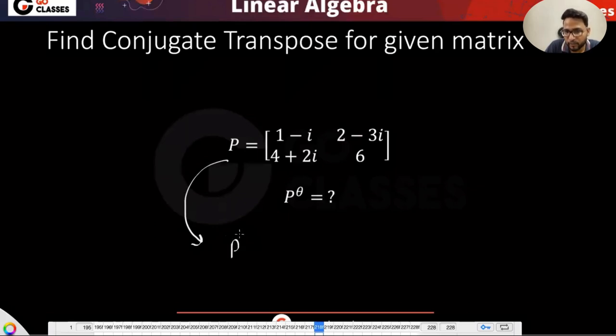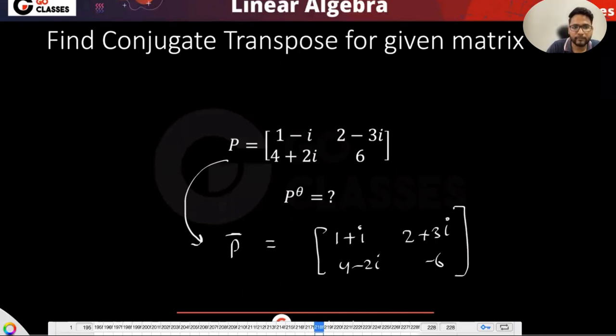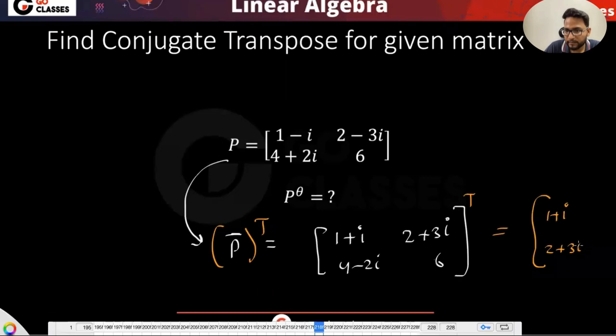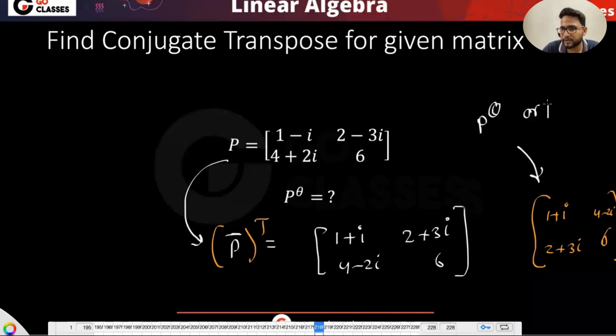Let me find P conjugate first. It is 1 plus i, 2 plus 3i, 4 minus 2i, minus 6. Is this correct? No. Why? Because for real numbers, you do not have a minus symbol. So it is 6 only. Now you take the transpose of this. Then this will be 1 plus i, 2 plus 3i, 4 minus 2i, and 6. And this is called conjugate transpose, which means you have taken the conjugate and you have taken the transpose. So this is P theta. Some people represent it as P star, maybe P power H or something like this.